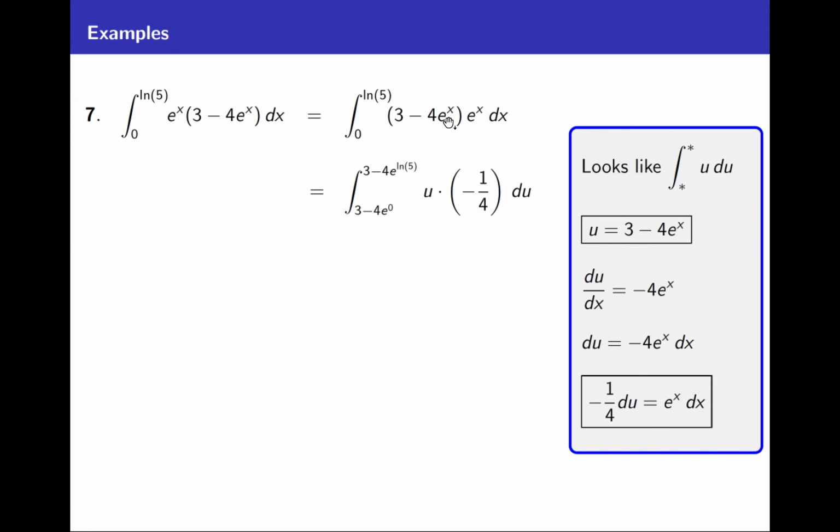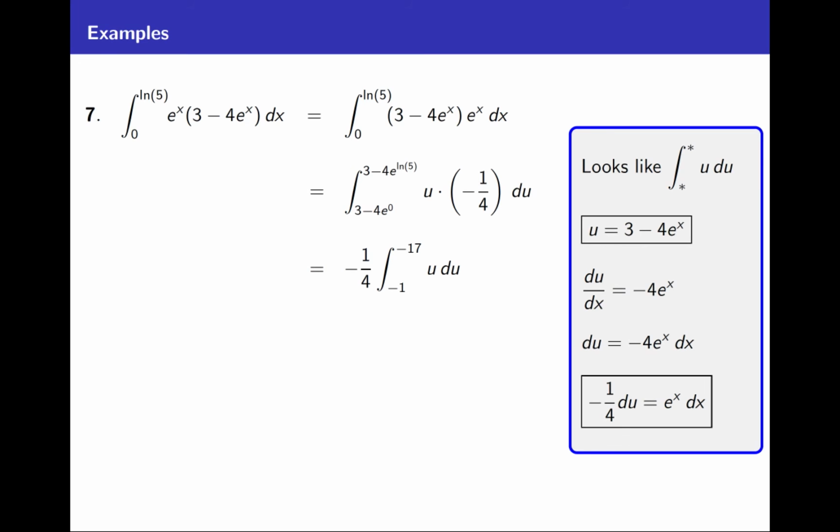So we converted from x to u in this line. So these x limits of integration up here have to be changed to u limits of integration. And remember that u is equal to 3 minus 4 e to the x. So when x is 0, that's 3 minus 4 e to the 0. When x is ln of 5, that's 3 minus 4 e to the power of ln of 5.